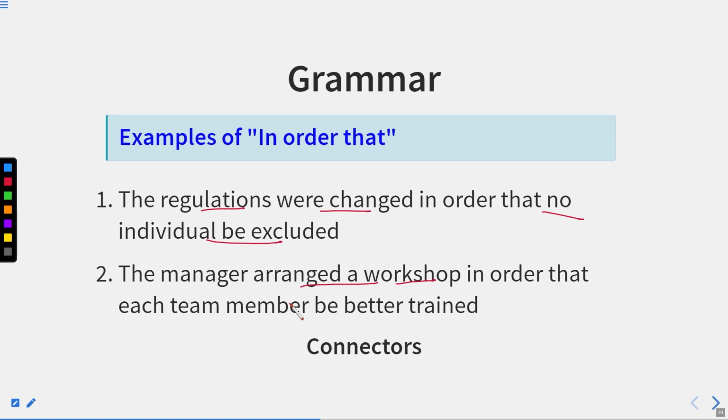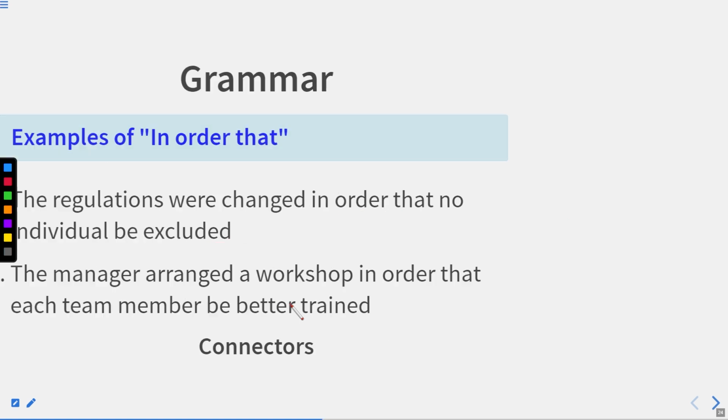Now, if I write the sentence like, the manager arranged a workshop so that the customers will be satisfied, or in order that the customers will be satisfied, there is no match between the main clause action and the purpose. So that will be the incorrect sentence. Whatever action has been performed in the main clause should directly connect with the purpose given.